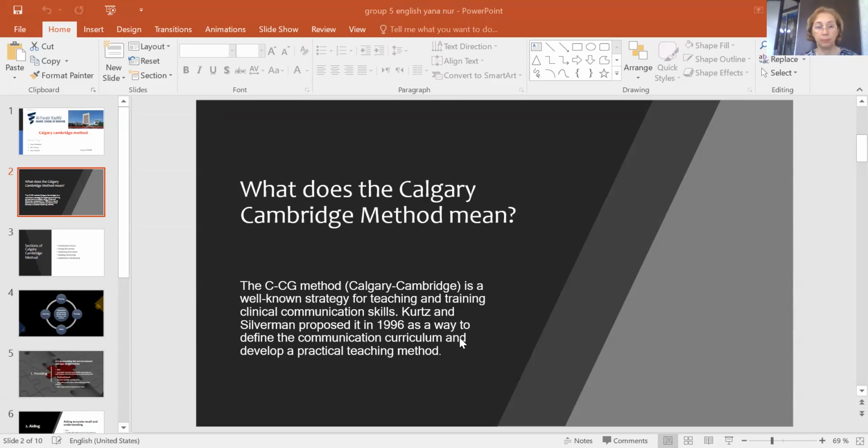Kurtz and Silverman published it in 1996 as a way to define the communication curriculum and develop a practical teaching method. That means we will be effective, and complete clinical communication skills are needed for quality health care and a positive impact on health outcomes, including better communication and better treatment, and to lead to more calm and complete hospital care.